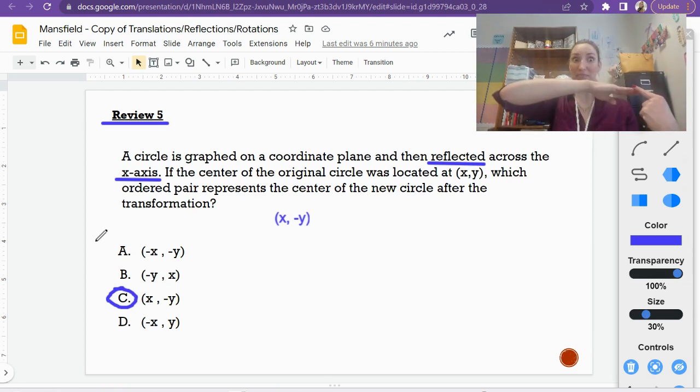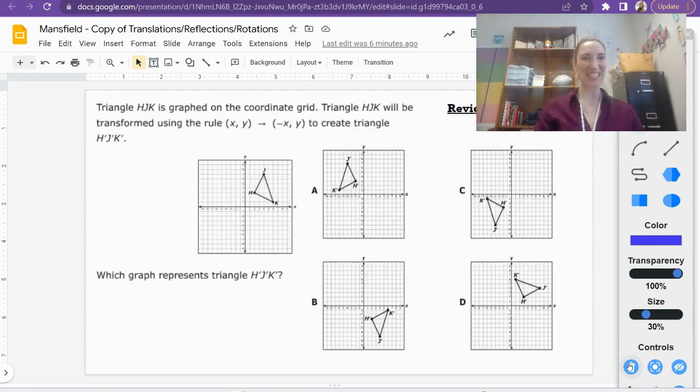Mirror on the x, x stays the same. Mirror on the y, y stays the same. All right? Great, guys. Fantastic. Last one here about reflection. Triangle HJK is graphed on the coordinate grid. Oh, I'm sorry. This one here is review 6. Please put that on your paper. You don't need to copy all those pictures, okay? Don't worry about that. So here we go.